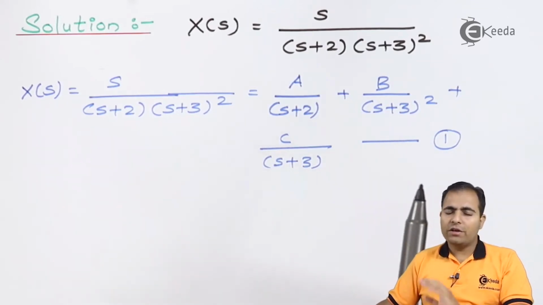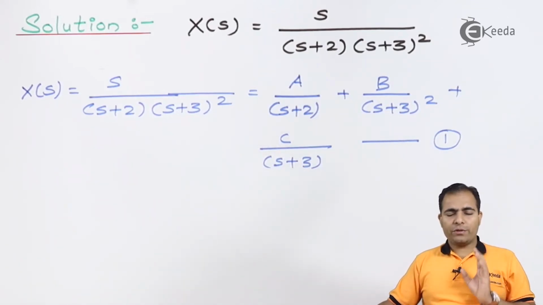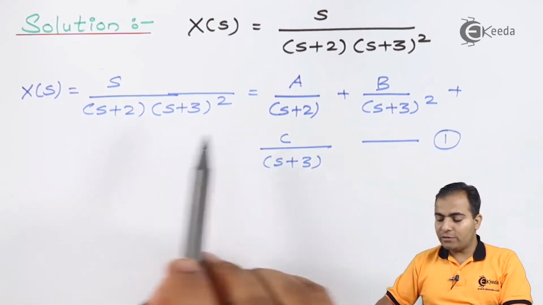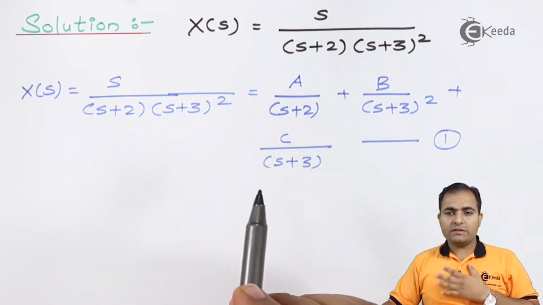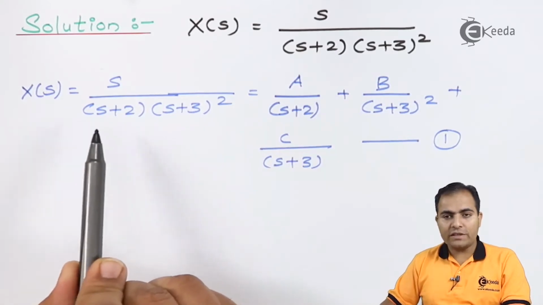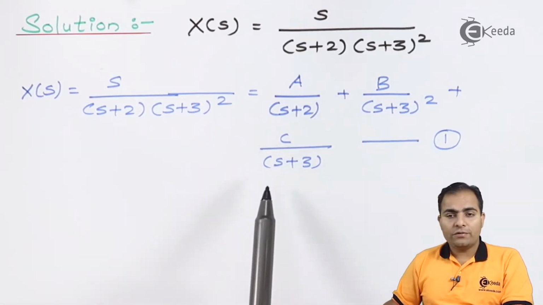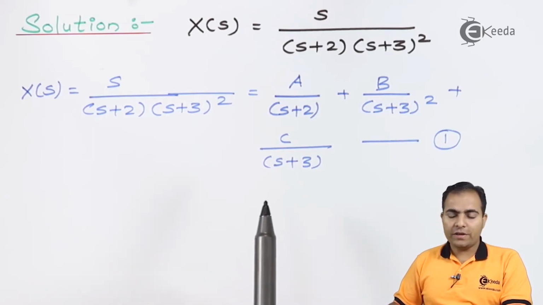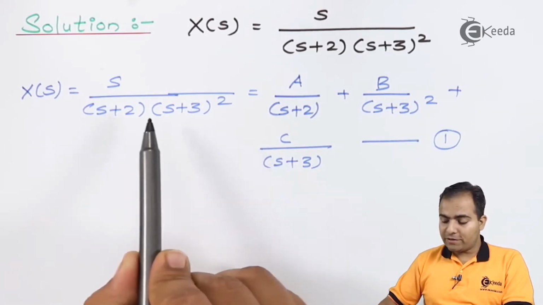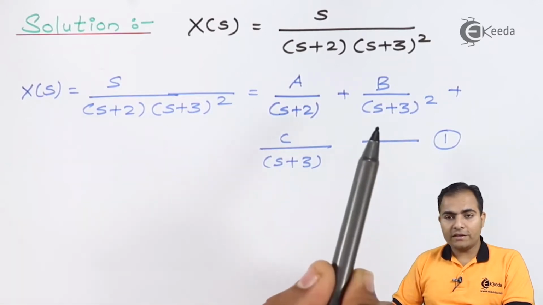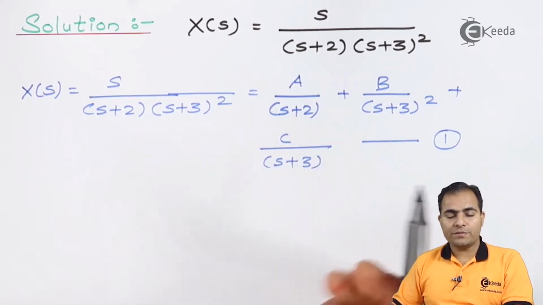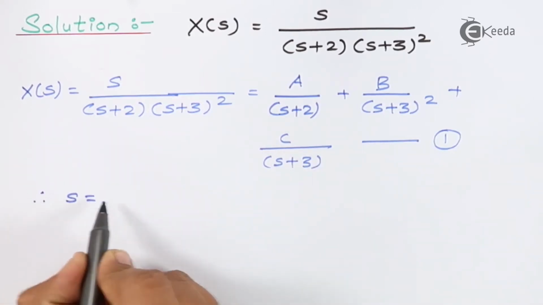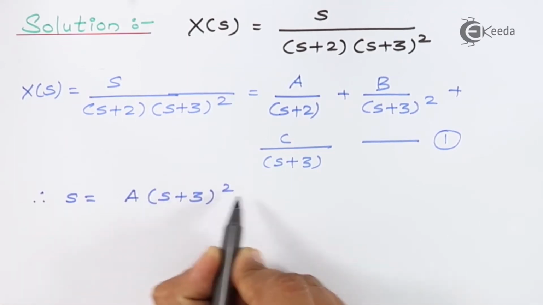This was the second case. You can choose any concept, or you can choose any case to find out the values of A, B, C. My choice is simply to substitute s equals -2, s equals -3, and then to find the next variable, we'll substitute s equals 0. You will get the correct result, so don't worry. Now I'll first of all multiply left hand side on right hand side, then we'll move on to substitution.